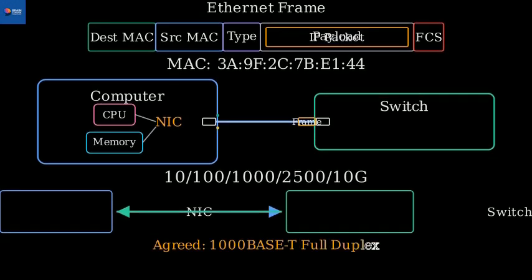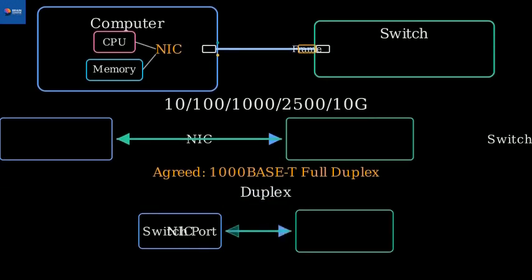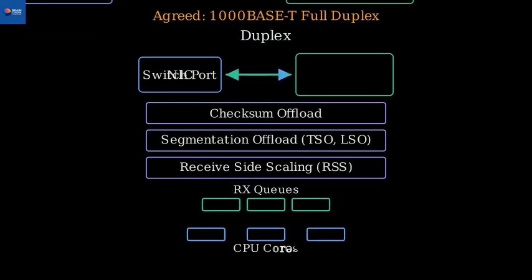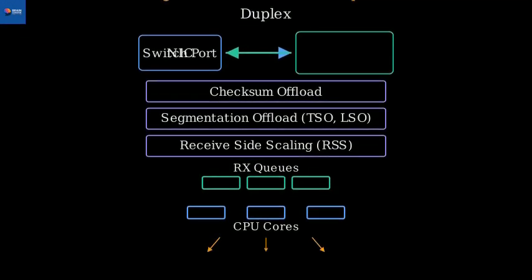Full duplex means send and receive at the same time on separate lanes, while half duplex means taking turns and risking collisions. To relieve the CPU, NICs often perform offloads. Examples include checksum offload for TCP and IP, segmentation offload to split large blocks into frames, and receive side scaling to distribute incoming traffic across CPU cores.